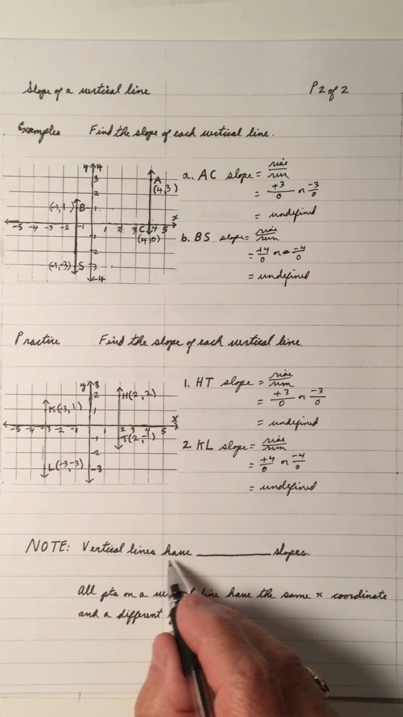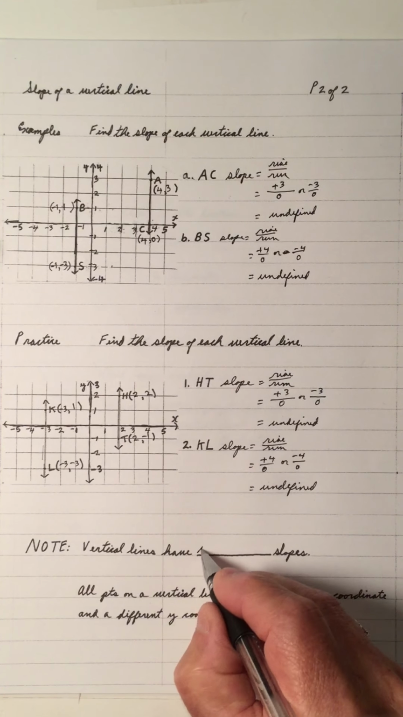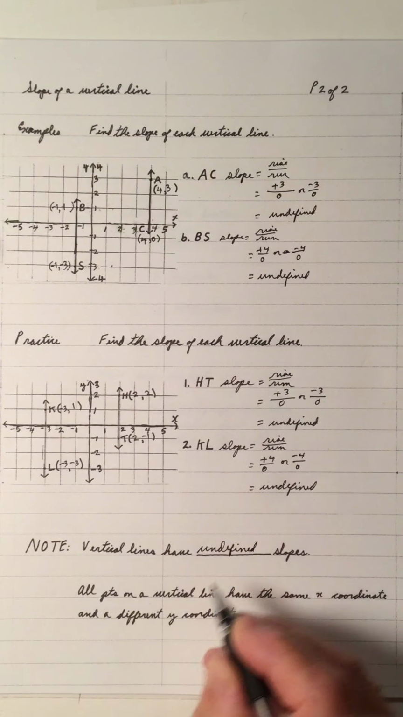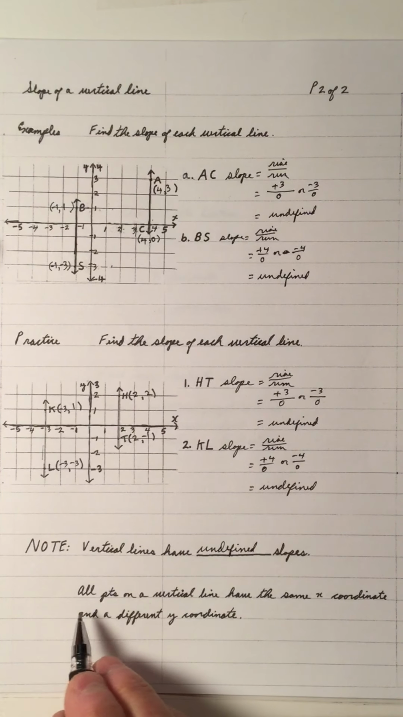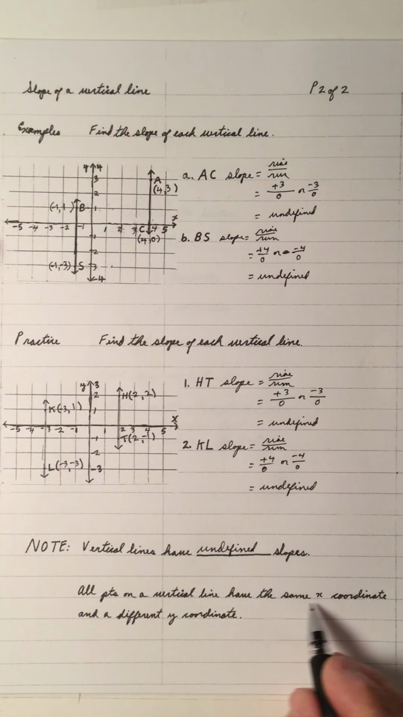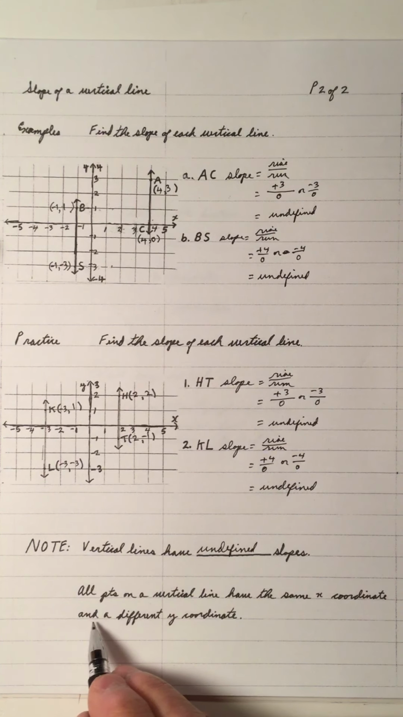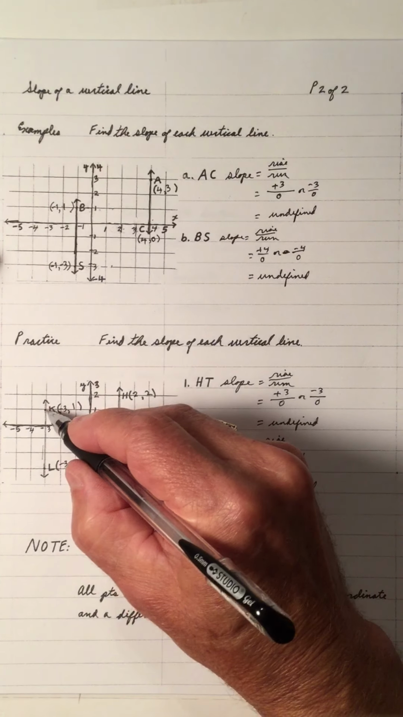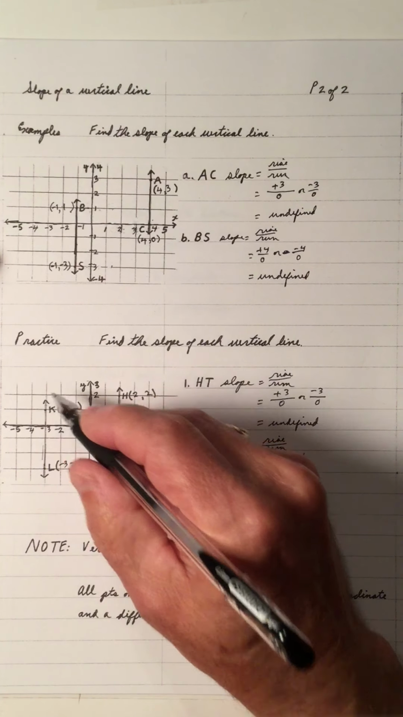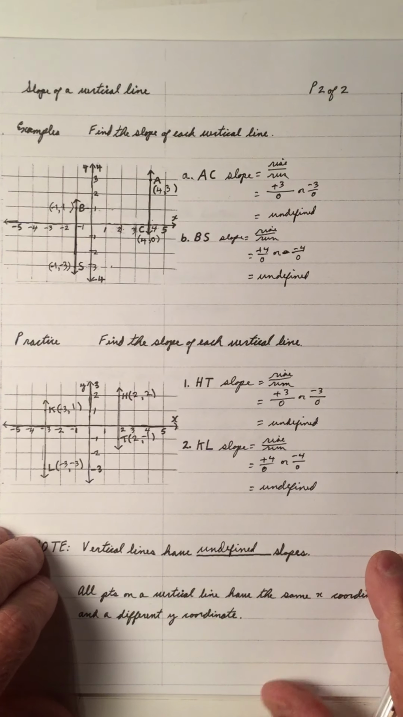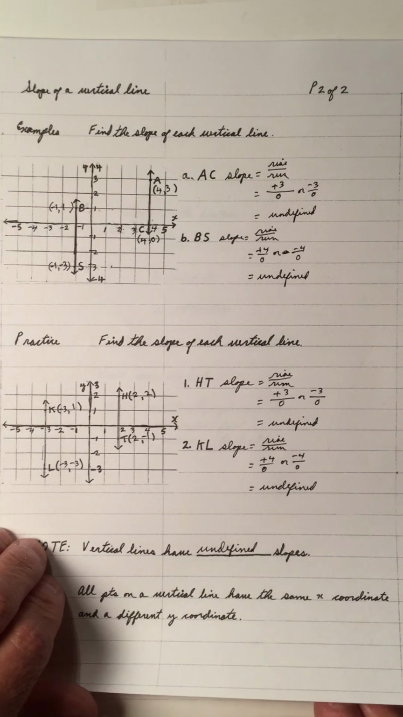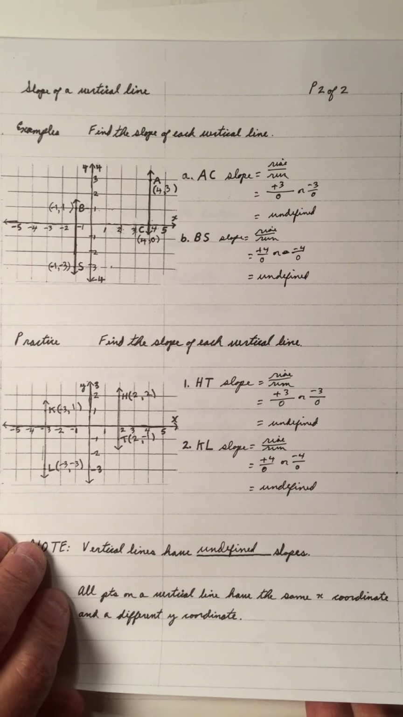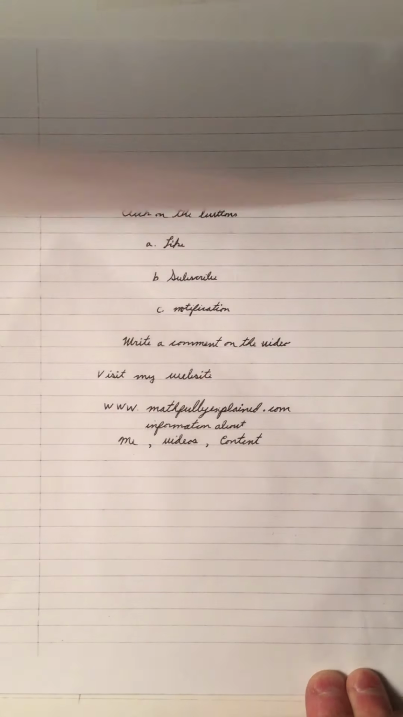Note, all vertical lines have undefined slopes. Memorize it, because you're dividing by 0, because the run is 0. All points on a vertical line have the same x-coordinate, but they have a different y-coordinate. So all the x's are the same on a vertical line, but the y's are different. That will come into play when I do the equation of a vertical and horizontal line.